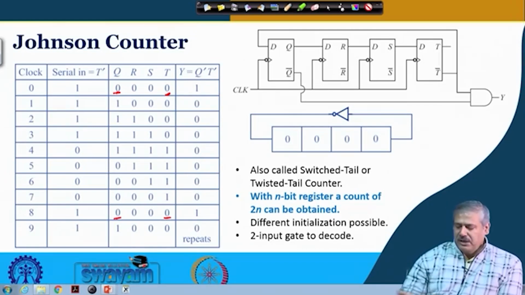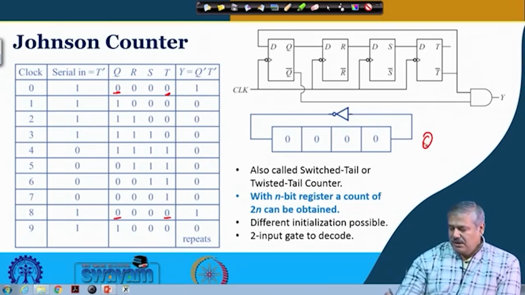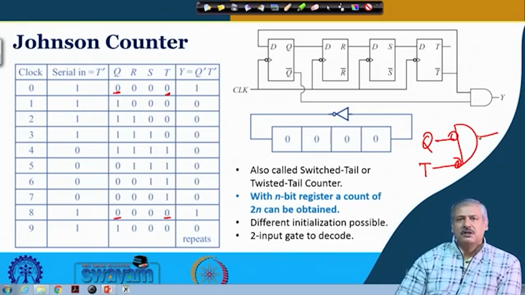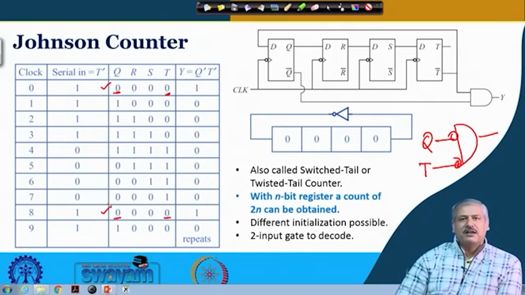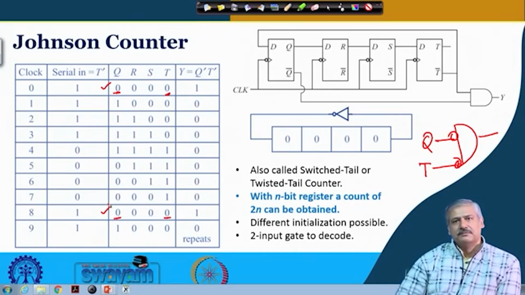So if we take a logic like this, then this output will become 1 once here, again over here, after a count of 8 has taken place, after 8 clock triggers have taken place. Is it clear? Okay.